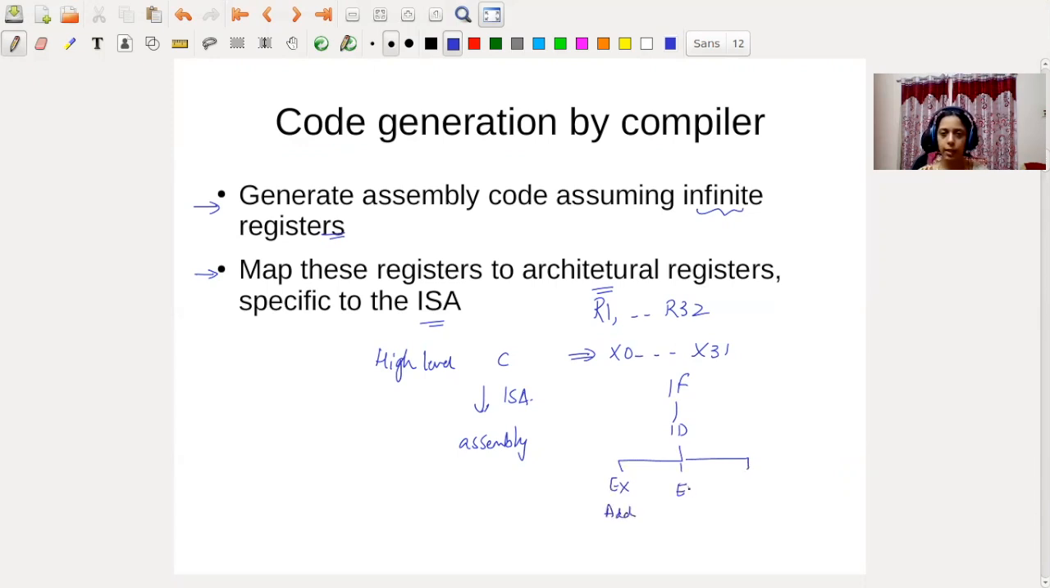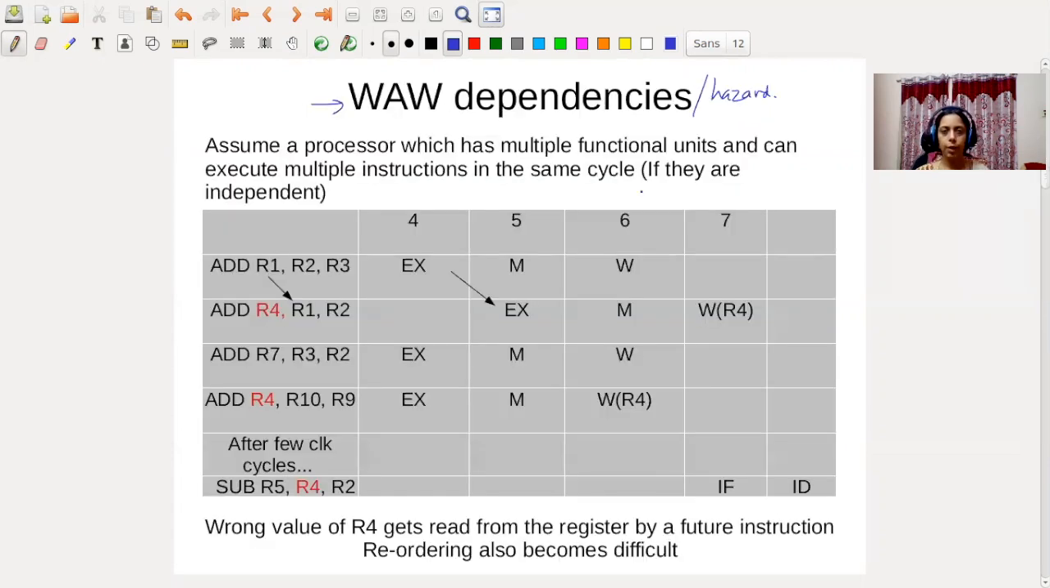addition, it has another EX stage for addition, then it has another EX stage, for example, for multiplication and so on. And let us assume that each of them takes the same number of cycles. So let us assume for now that each of them takes just one cycle to execute. So we have a processor which has multiple functional units, and each of them can execute, and therefore at any point in time you can execute multiple instructions in the same clock cycle. And of course they have to be independent. So if there are dependent instructions, you will have to resolve them before you execute them in the same cycle.